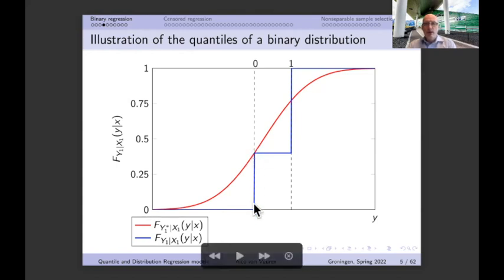So therefore, we get this upwards jump towards the distribution function of y1 star. Then the question arises, what is going to happen next? Well, next we should realize that in between 0 and 1, nothing actually happens. And the reason behind that is because of the fact that y1 cannot take values in between 0 and 1.